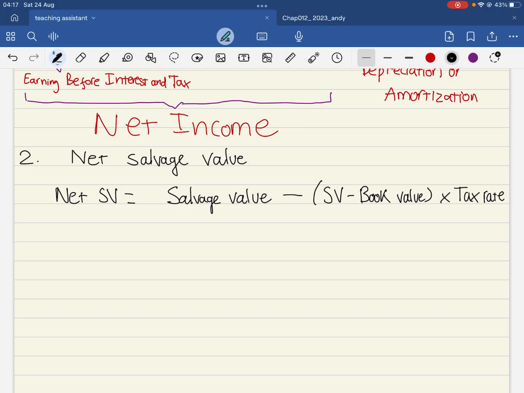Moving on to the second formula, which is the net salvage value. Net salvage value is equal to the salvage value minus the quantity salvage value minus book value, times the tax rate. So what is salvage value? Normally, an asset, I will call it A, has an initial cost of 1 million.